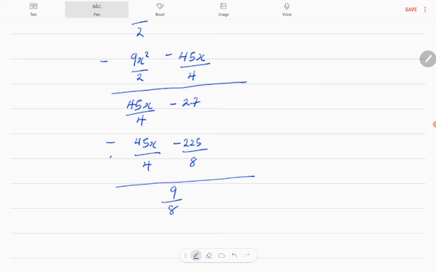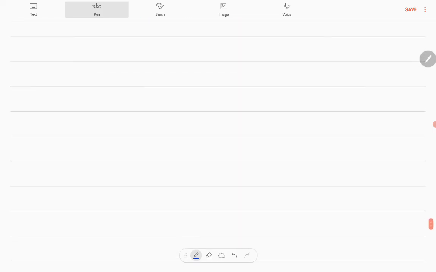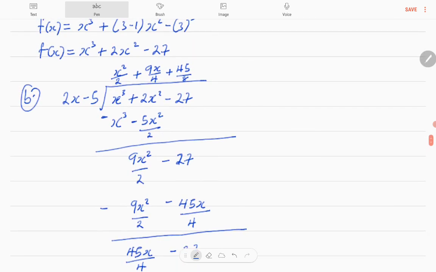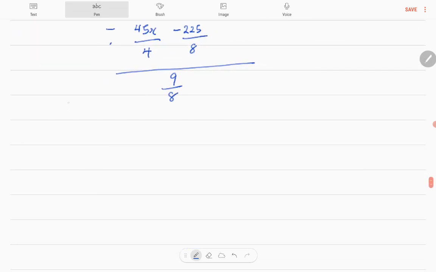So we can say this is the remainder you have when you divide the cubic function x³ + 2x² − 27 by 2x − 5. So we'll have f(5/2) equals 9/8. So this is the remainder.